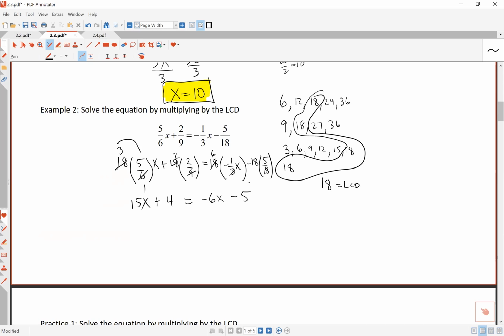Now we have something a little easier to solve. We want to get rid of the negative 6x on the right side, so we add 6x. 15x plus 6x is 21x.